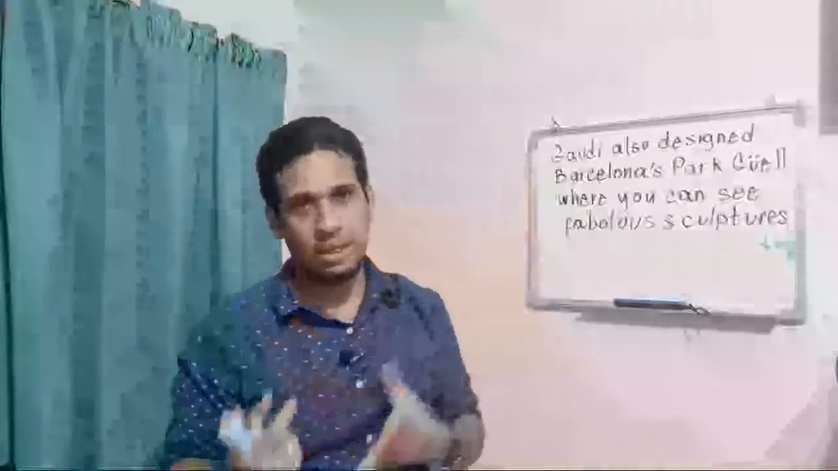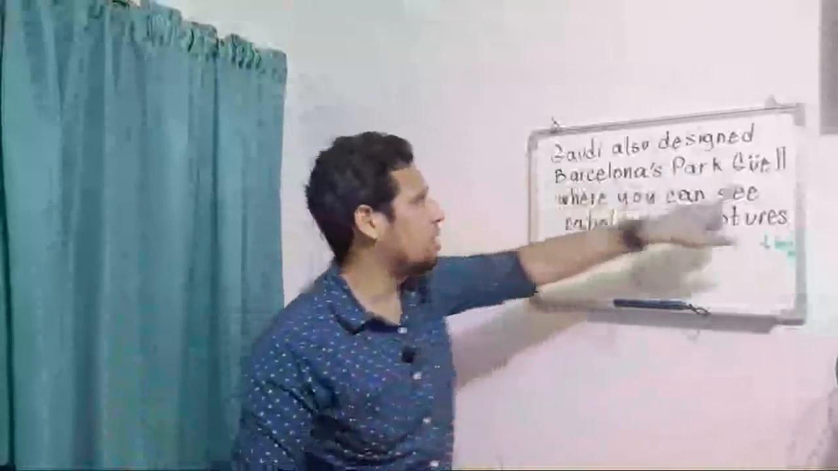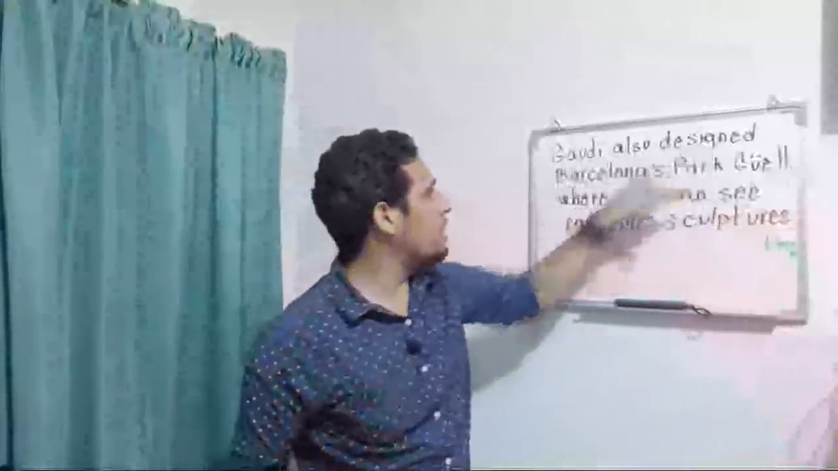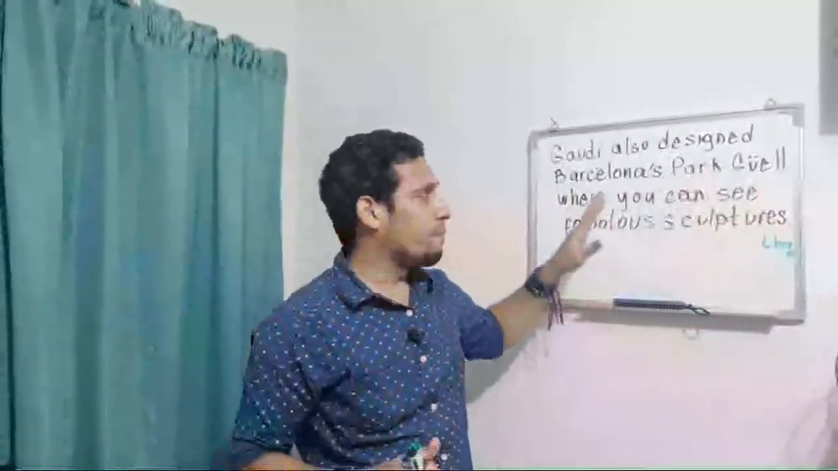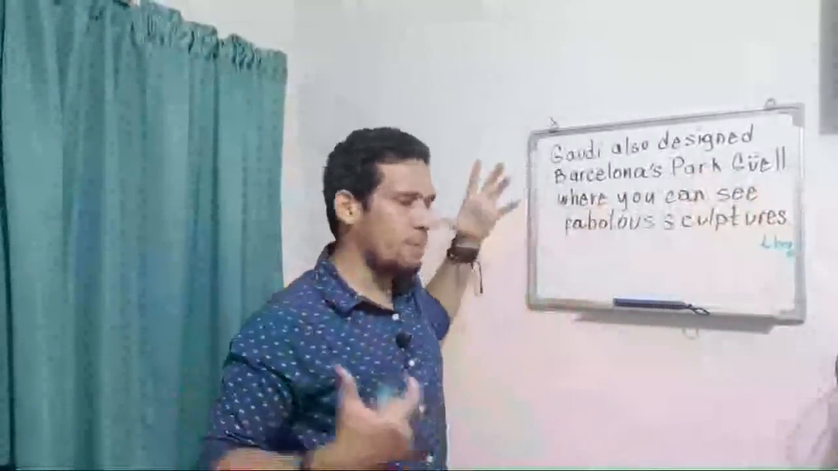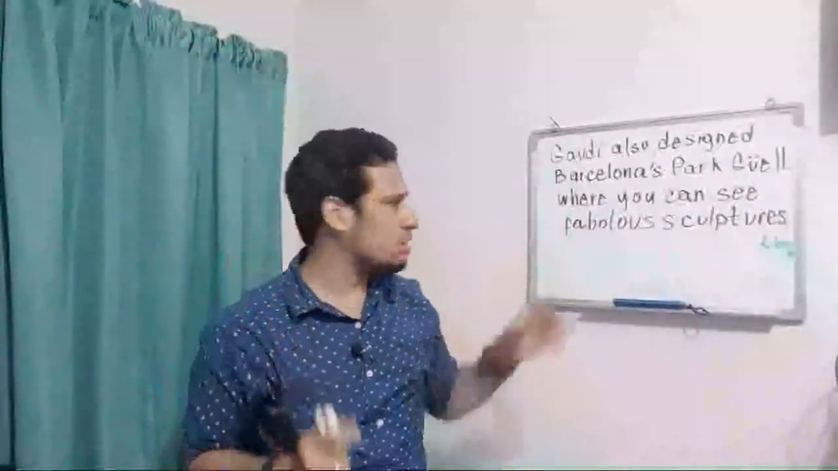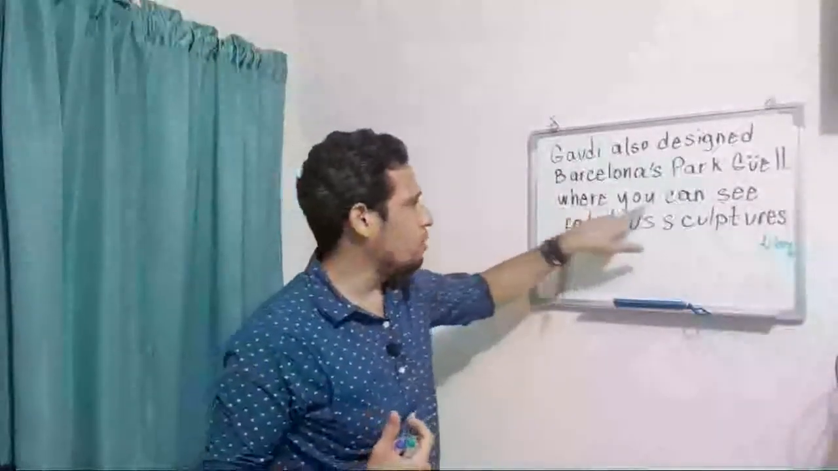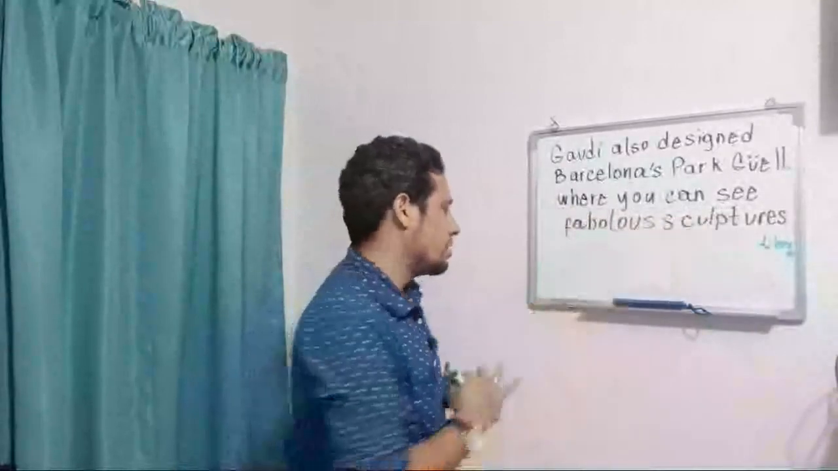Y esto es otra vez inglés avanzado, no es inglés básico. Si fuera inglés básico, sería solamente hasta aquí, until this period. So Gaudí also designed Barcelona's Park Güell, and that would be it. Instead, we have something a little more complex, where you have a word here where you can see fabulous sculptures.